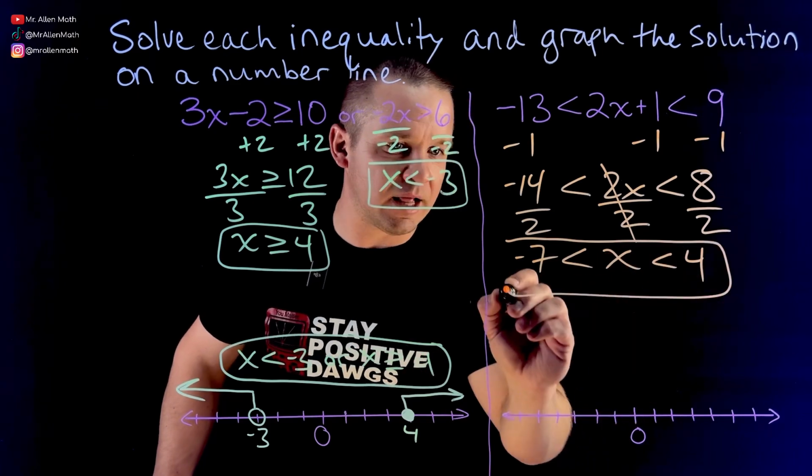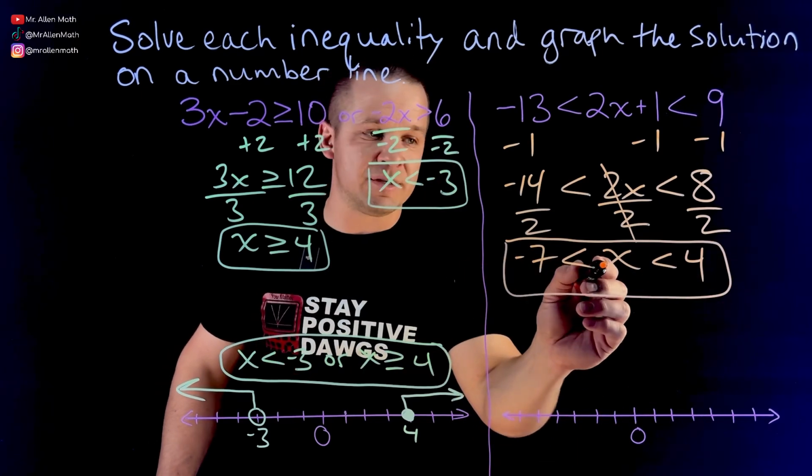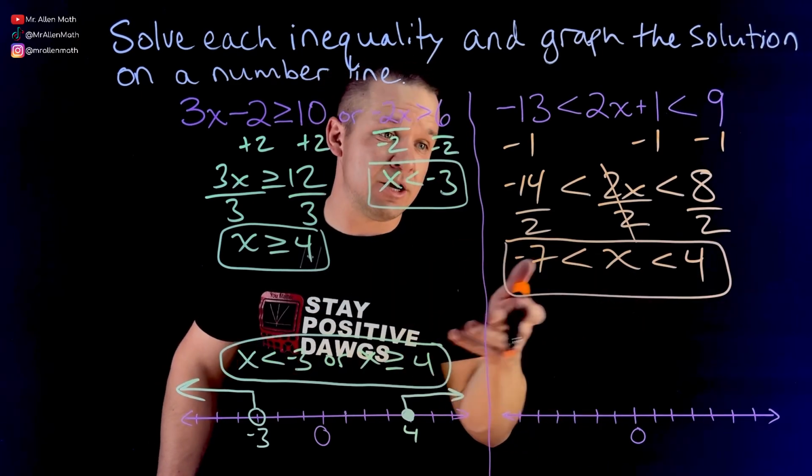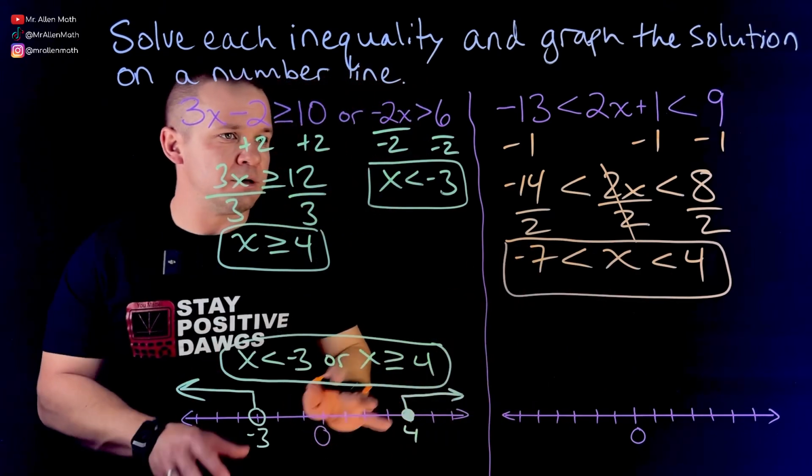It's solved. It's done. This is our final answer. This is exactly how I'd write it. X is greater than negative 7, and it's less than 4. That's how you would read it. This is an and statement. So now I got to plot them.